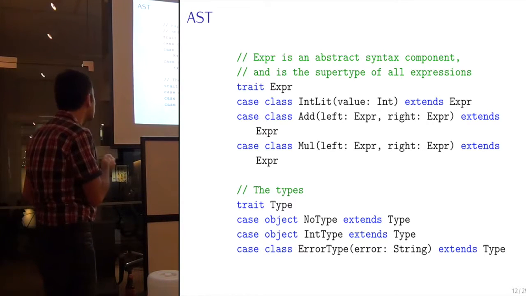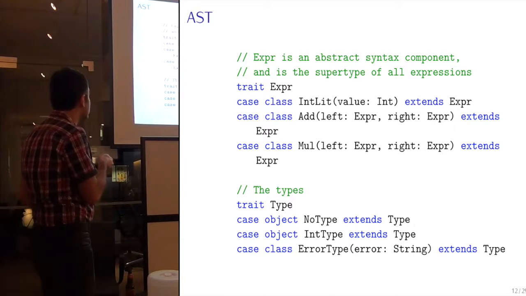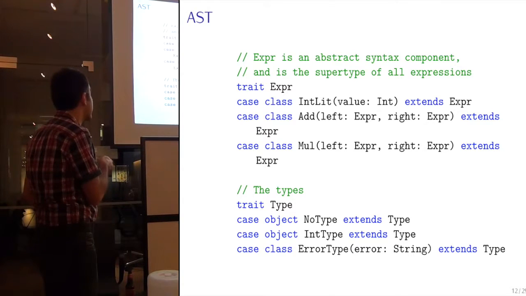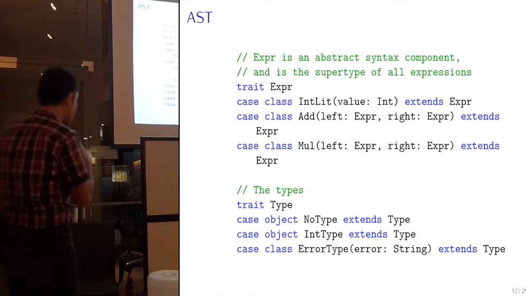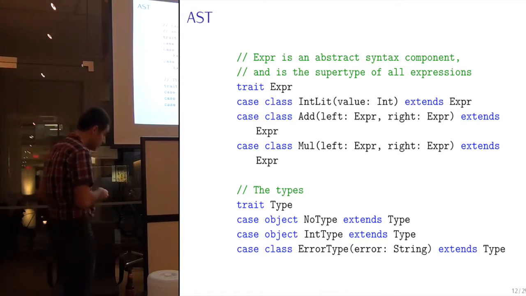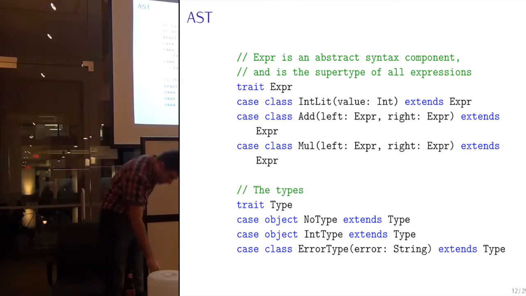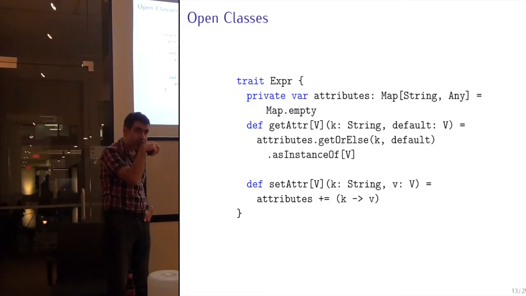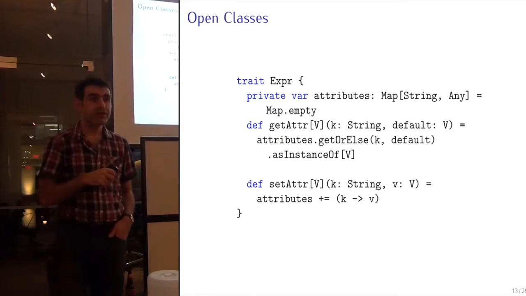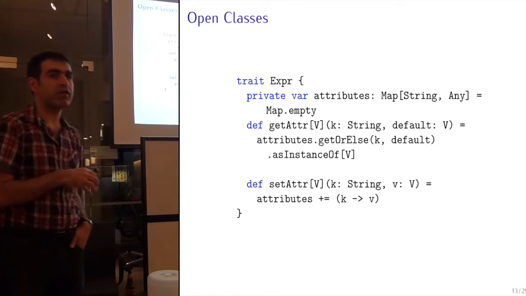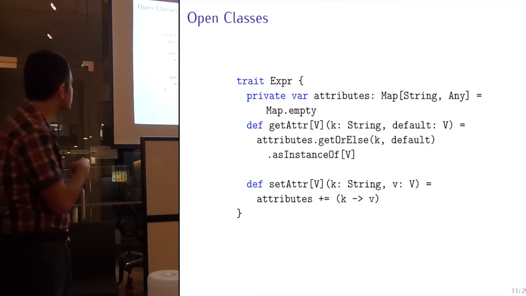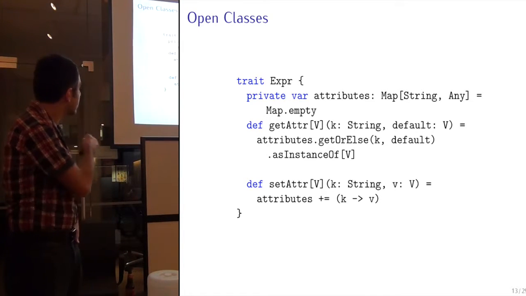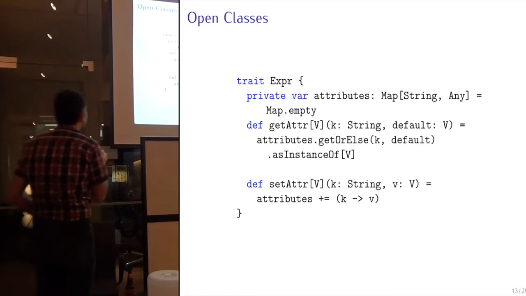So, because we have type checking, I also introduce types. They are still fairly straightforward. Some object for no type, another one for integer type, and one for error type and the codes of the error. So far so easy. What's no type for? Before type checking, everything has no type, because it's not resolved. I'm not sure if we use it. Maybe we do. Yeah, we do it here, actually.